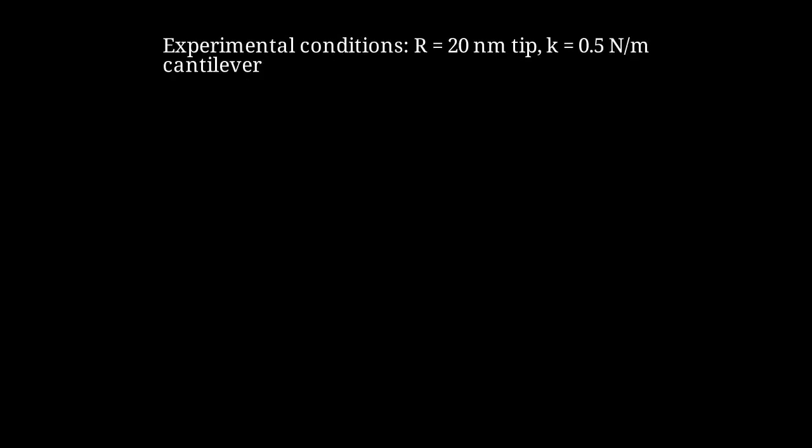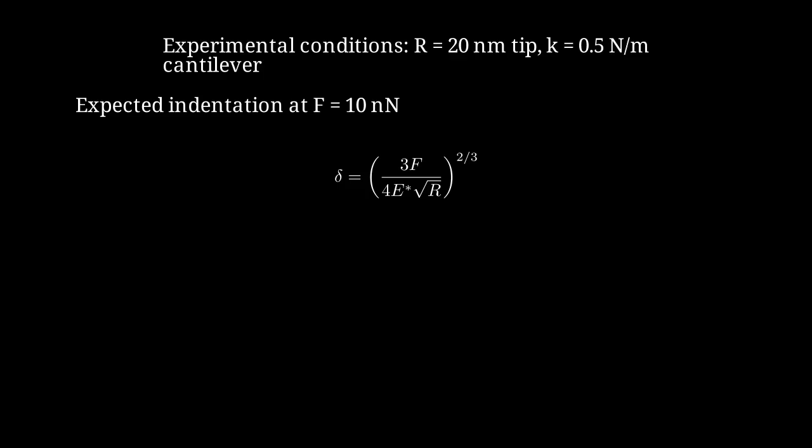Let's work through a concrete example. Suppose we measure polystyrene, which has a known elastic modulus of about 3 gigapascals. We use a silicon tip with 20 nanometer radius and a cantilever with spring constant 0.5 newtons per meter. Using the Hertz model, let's predict the indentation at 10 nanonewtons load. Inverting the Hertz equation, delta equals the quantity 3F over 4 E star square root R, raised to the 2/3 power. For polystyrene with Poisson ratio 0.33, E star equals 3 times 10 to the 9 pascals divided by 1 minus 0.33 squared, giving us 3.36 gigapascals.